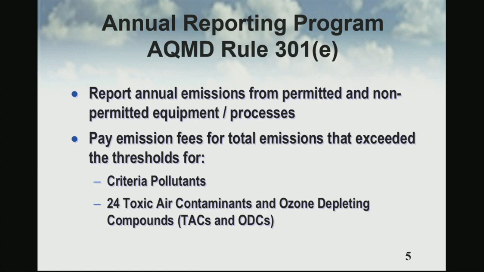Okay. Annual emission reporting is required under the state law and subsequently under Rule 301. Under Rule 301, facilities are required to report emissions from permitted and non-permitted equipment and processes. Facilities are also required to pay emission fees for any emissions above the reporting threshold as specified in Rule 301, Section 3 and Tables 3 and 4, for both toxics and criteria pollutants.